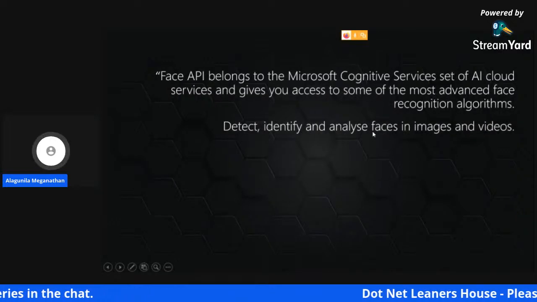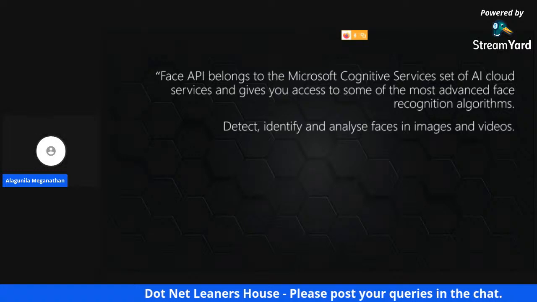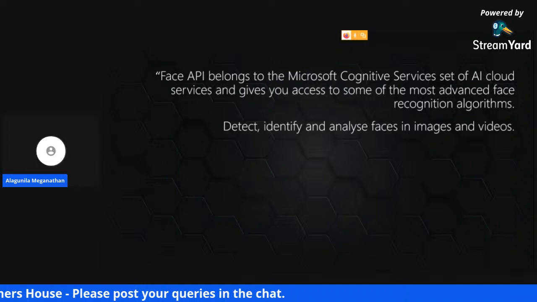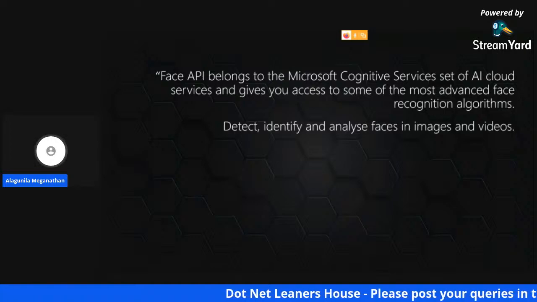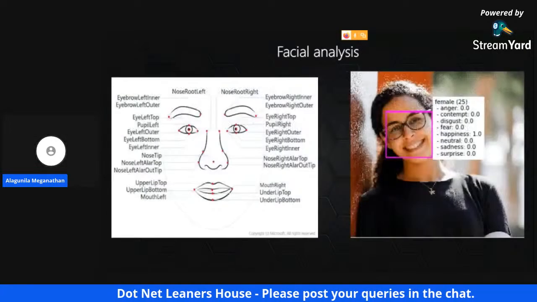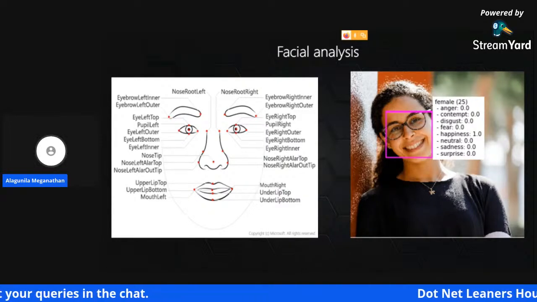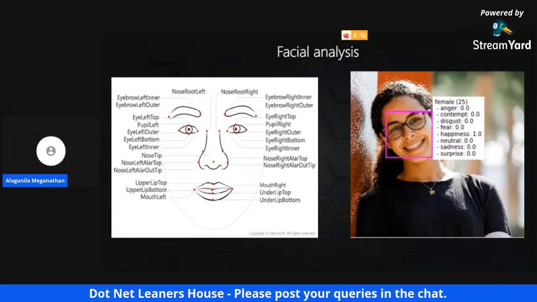Yes. So an AI service that analyzes the faces in images is the Face API. Face API belongs to the Microsoft Cognitive Services set of AI cloud services, and gives you access to some of the most advanced face recognition algorithms. This technique is used in retail, hospitals, academics, defense wings, government departments and banks, etc. It is a biometric method of identifying an individual by comparing live capture or digital image data against the stored record for that person.